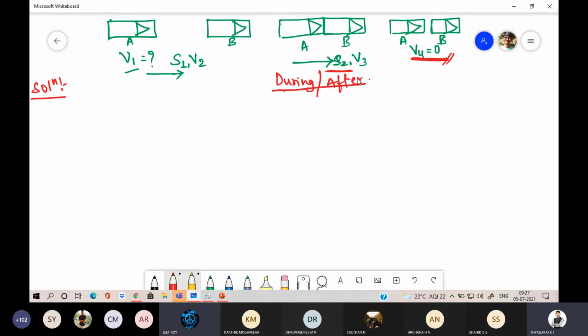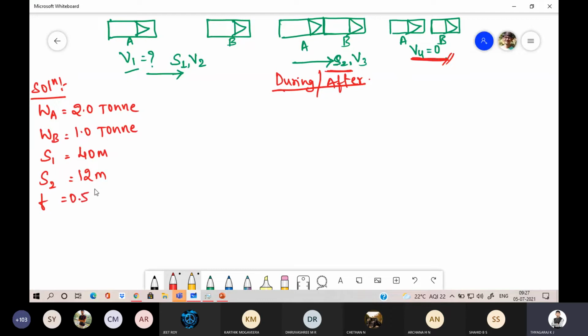Is it clear? Now what is the weight of vehicle A? 2 ton. What is the weight of vehicle B? 1 ton. What is S1, that is, before collision, what is the distance traveled? 40 meters. During or after collision, what is the distance traveled? 12 meters. What is the f value? F value is given as 0.5.